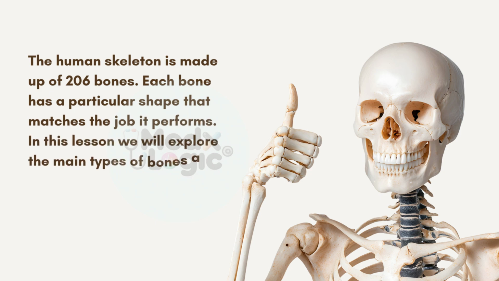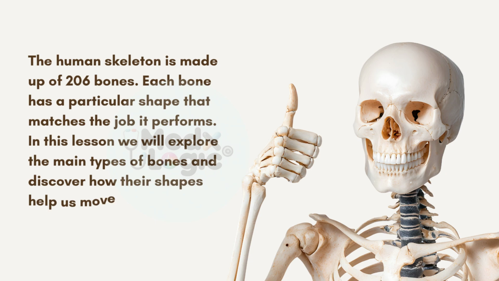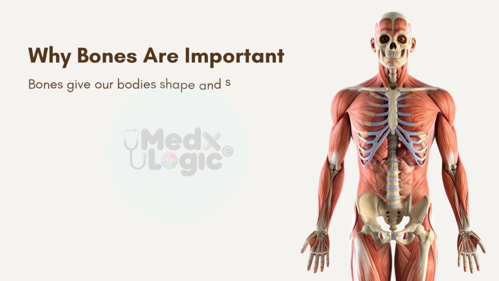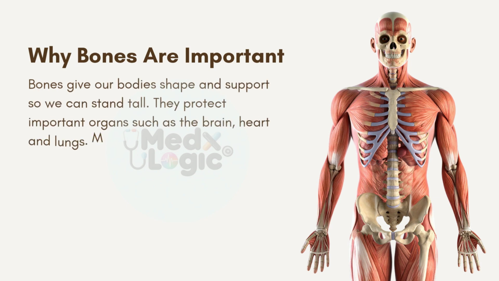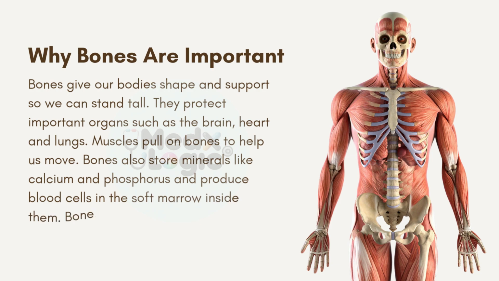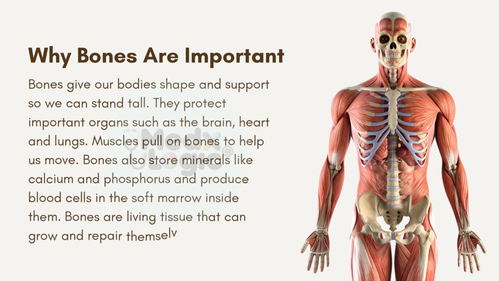In this lesson, we'll learn about the major types of bones and how their structure helps us move, grow, and stay protected. Bones give our body shape and support. They protect important organs like the brain, heart, and lungs. Muscles attach to bones to help us move. Bones also store minerals and produce blood cells in their marrow. They are living tissues that grow and repair themselves.